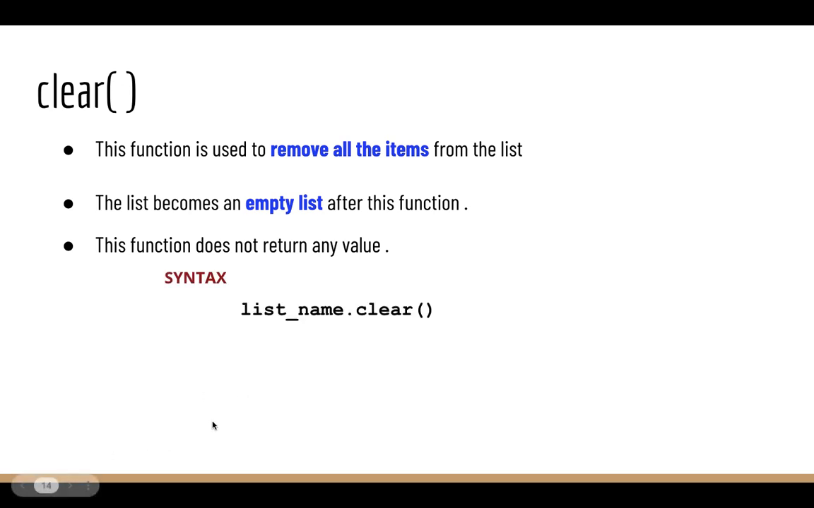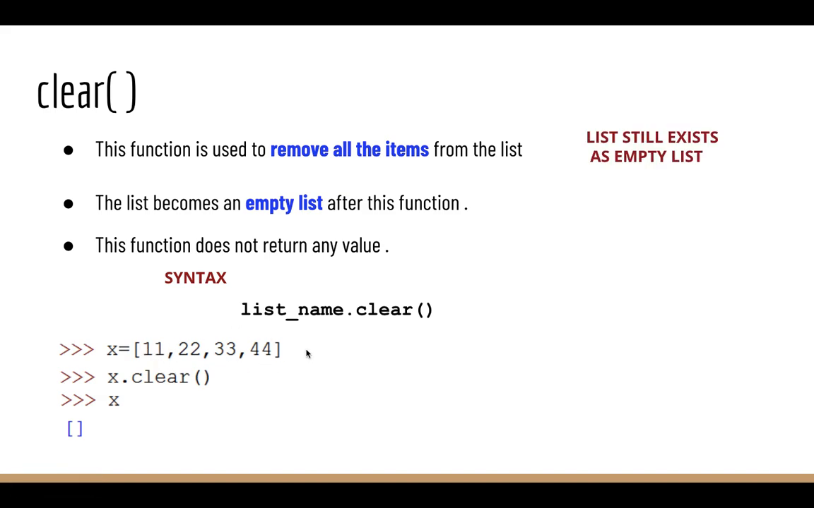What does the syntax say? The syntax says list name dot clear. It doesn't take any argument either. It will simply clear up everything in the list. So if I have a list x equals 11, 22, 33 and 44 and I want to clear up this list, I'll simply write the list name, that is x.clear(). As I press enter, it will simply clear up all the elements from this list x. Now the list will still exist as an empty list.